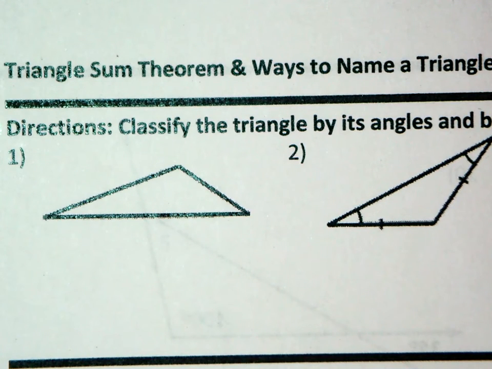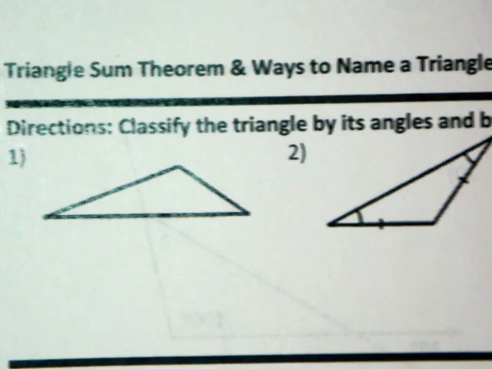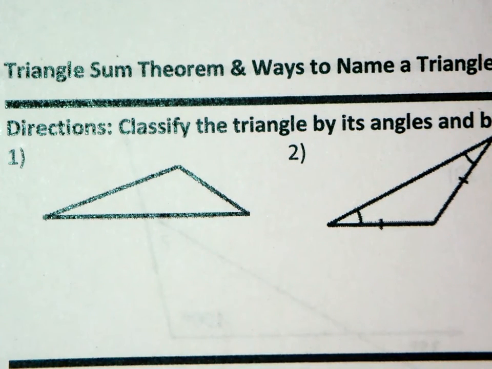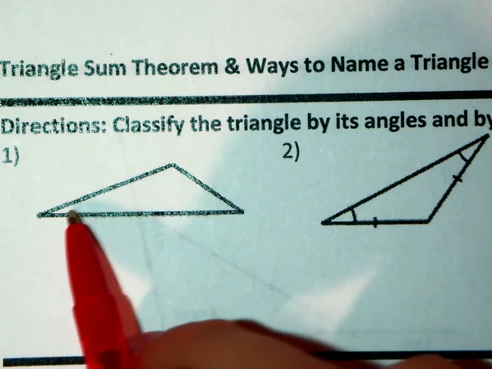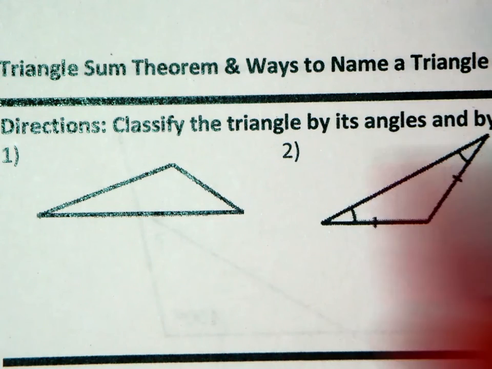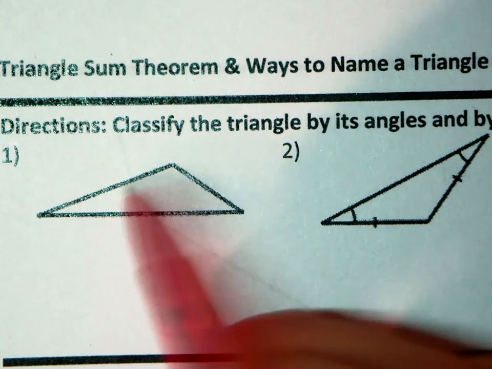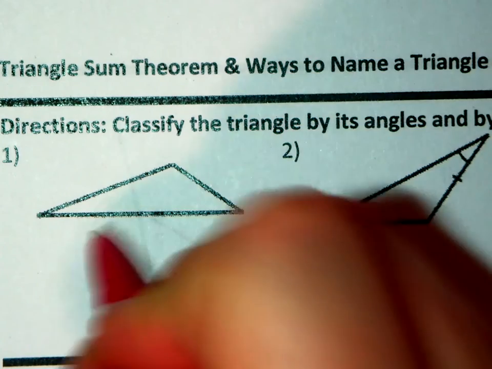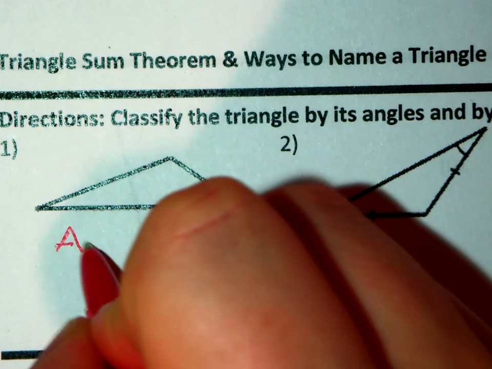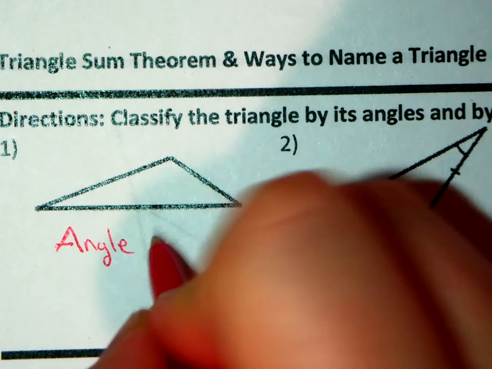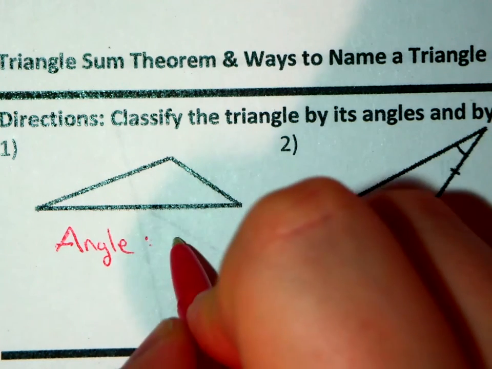Alright, the first four problems should have been somewhat of a review, showing me what you knew from last year. The question asks, classify the triangle by its angles and by its sides. So in our first problem, we have a triangle with one obtuse angle. So classifying it by its angle, we would say that this is an obtuse triangle.